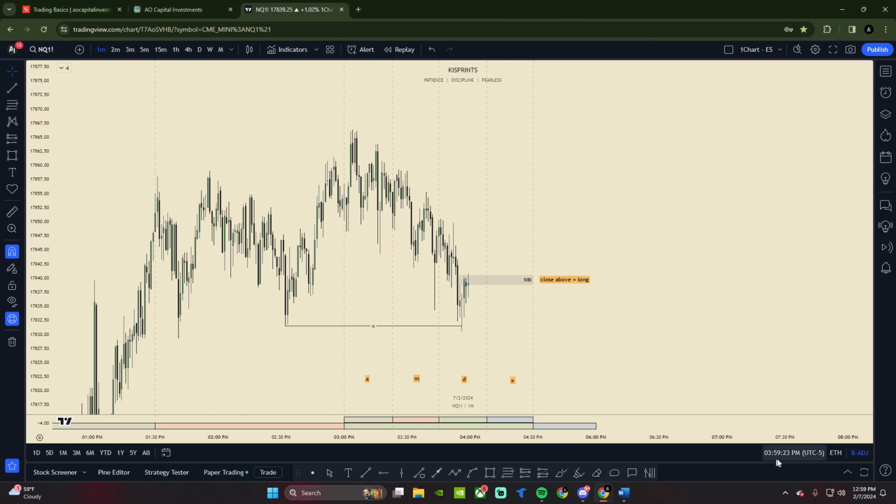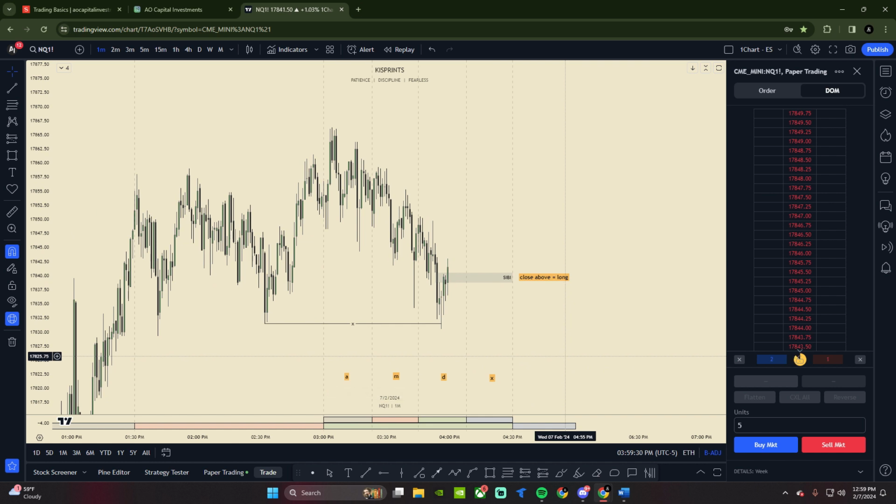I think we might close above this imbalance here on the last minute of market open. Yeah, it looks like we are. So we got 30 seconds on this candle. It's most likely just gonna displace higher. Oh, shitty fail. Hopefully it doesn't close too high.